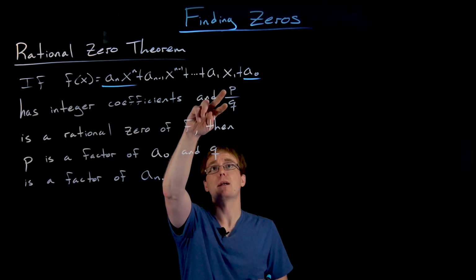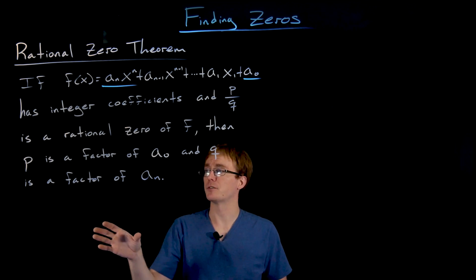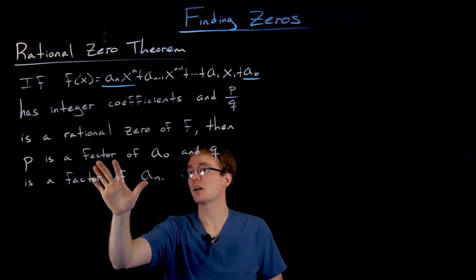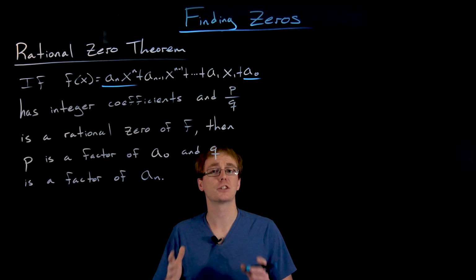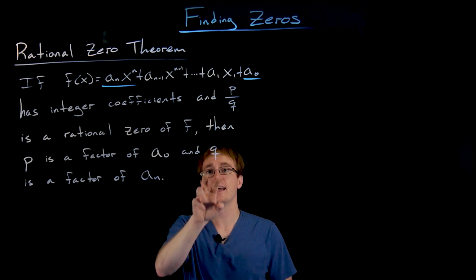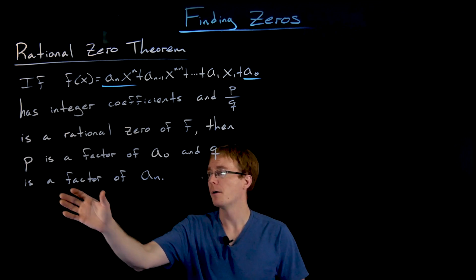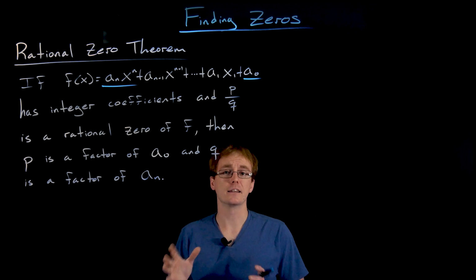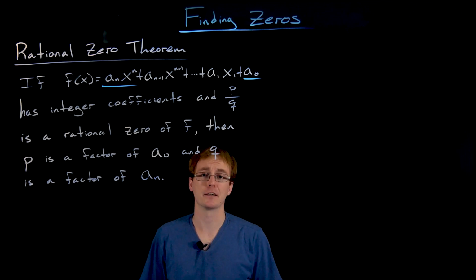So if we have a rational zero of the form p over q, the idea from our observations is the number in the numerator, that p, has to come from a factor of a sub 0, that constant term in the expanded version of our polynomial, and q, the number in the denominator of our rational zero, must have come from a factor of a sub n, the leading coefficient of our polynomial when expressed in that expanded form.